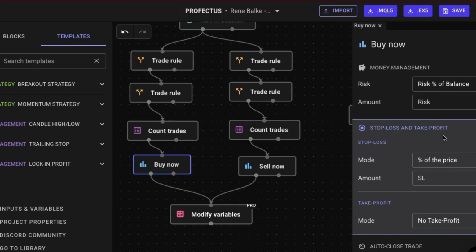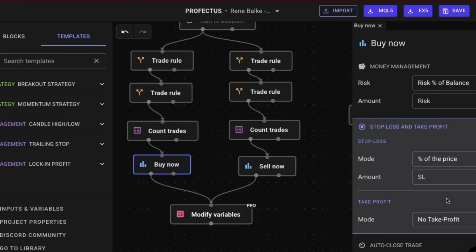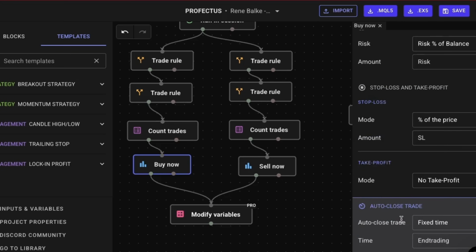Next to the stop loss and take profit. The stop loss is based on the percentage of the price. Here's a variable again, stop loss. And the stop loss is by default defined by 1%. Now let's put it back to the input. Take profit. We don't have a take profit, right? Pretty much what is our take profit is that we are auto closing the open trades here on a fixed time on end trading. End trading is again a variable because it's a pro version.